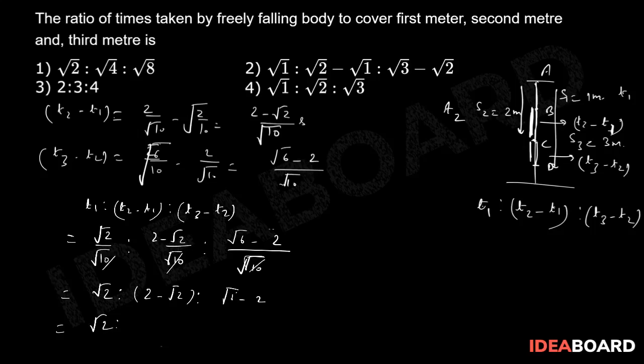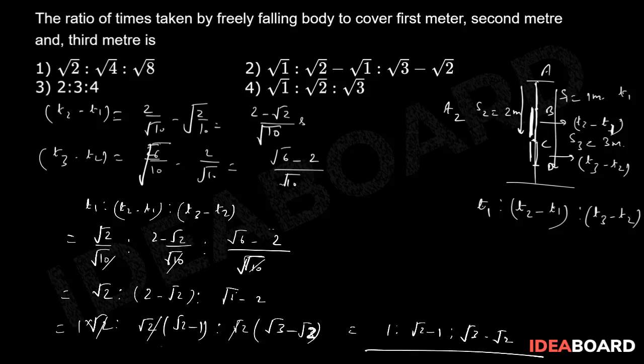Now what I can do here is take root 2 common. So this is root 2 minus 1, and this will be root 2 into root 3 minus root 2. Then of course this can be written as 1 into root 2. So root 2 can be cancelled out. This gives us 1 raised to root 2 minus 1 raised to root 2 root 3 minus root 2.